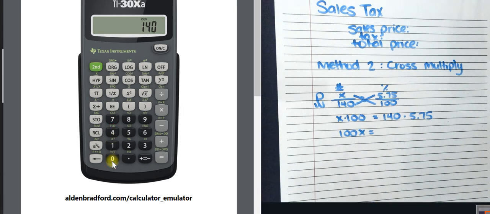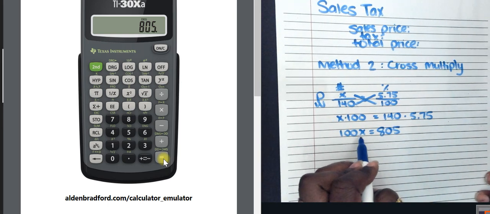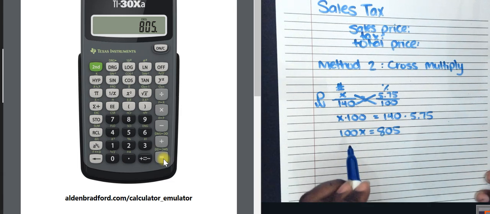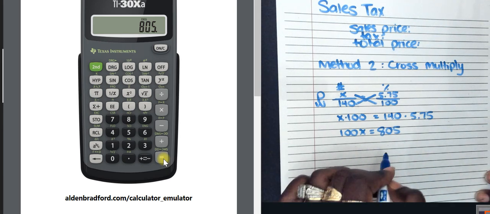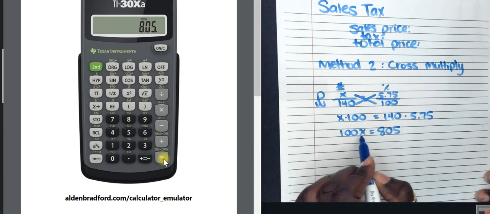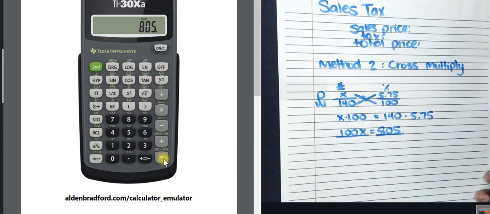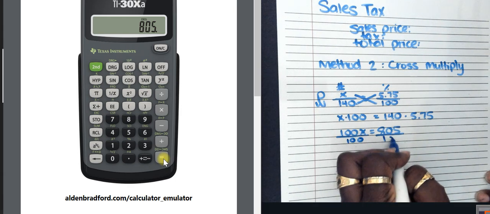140 times 5.75 gives me 805. Okay. And then remember that anytime that we're looking at X and trying to solve for X, the goal is always to get the variable isolated, meaning that it's by itself on one side of the equation or inequality. In this case, we have 100 and we have the X, and hopefully by now you understand that that is multiplying. And so to undo or get rid of the multiplied number, we need to divide. And so we're going to divide both sides by 100.